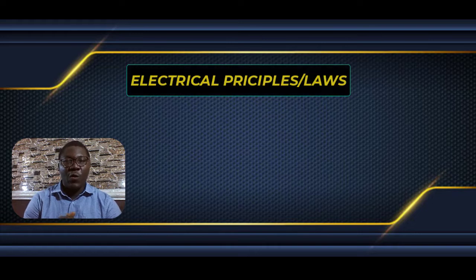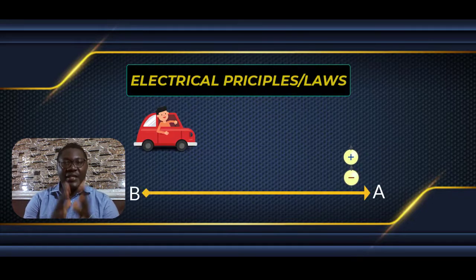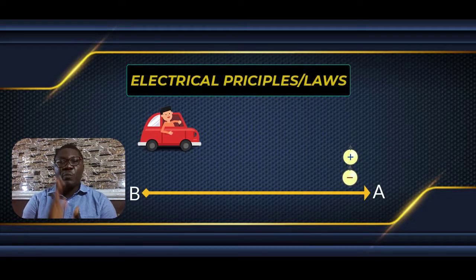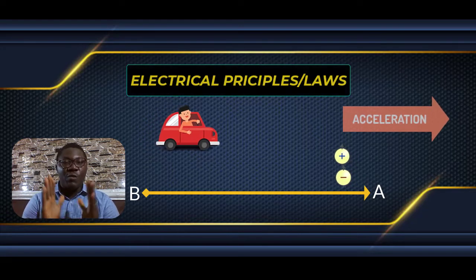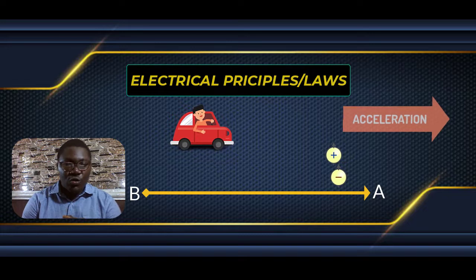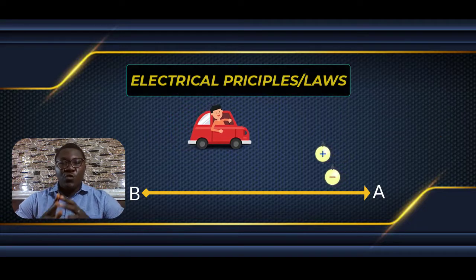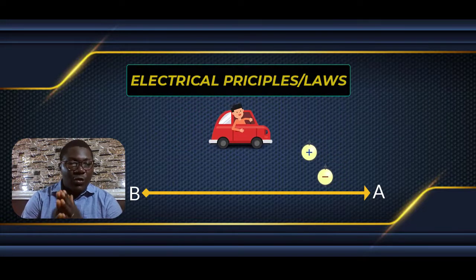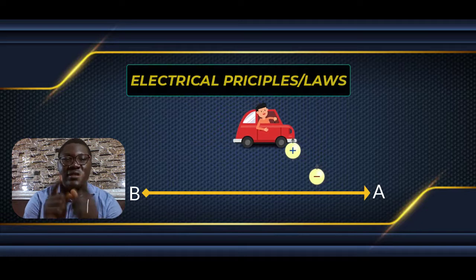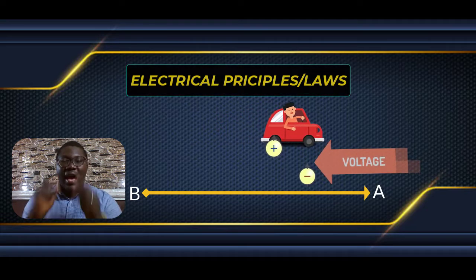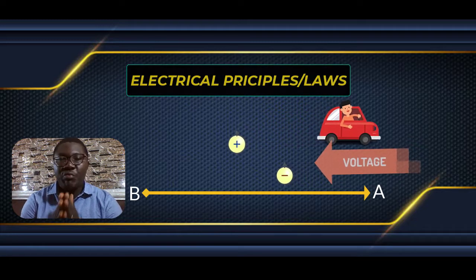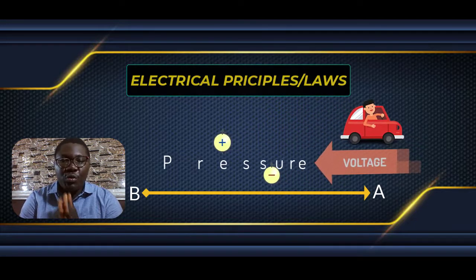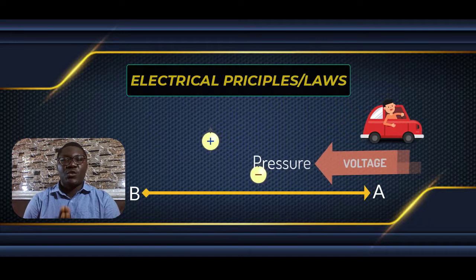Now let's go to the second one. If a driver is in a vehicle, he's going to press on the acceleration pedal so that the vehicle will move. So also, for the current to flow through that conductor, it needs the voltage. And what does the voltage do? The voltage provides pressure to push the current through a circuit.